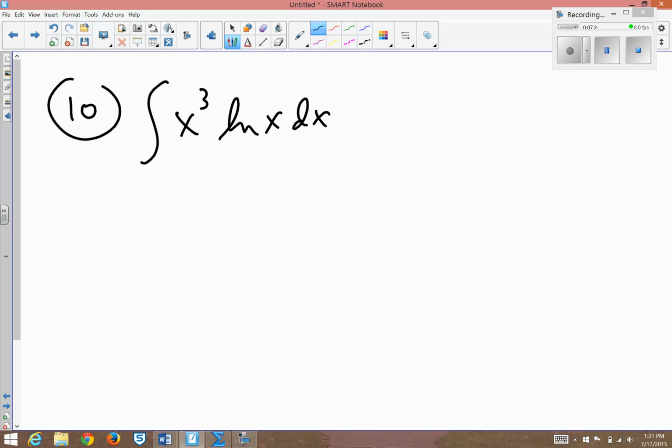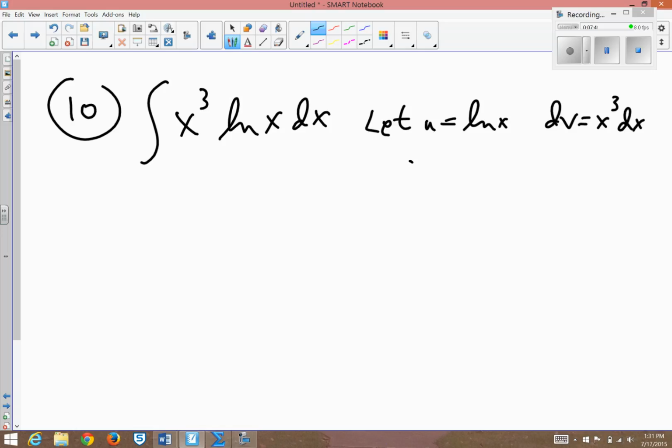Here's how integration by parts works. We let u equal a part of this, and then dv has to equal everything else. We'll discuss in class how to decide which part to let u equal. Whatever u equals, dv is everything else.